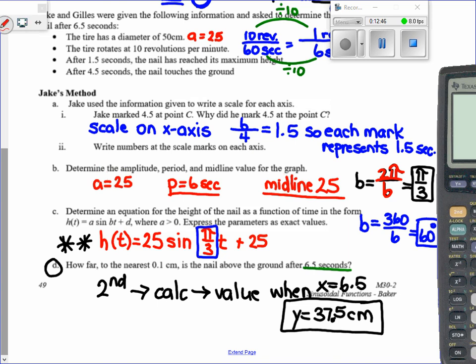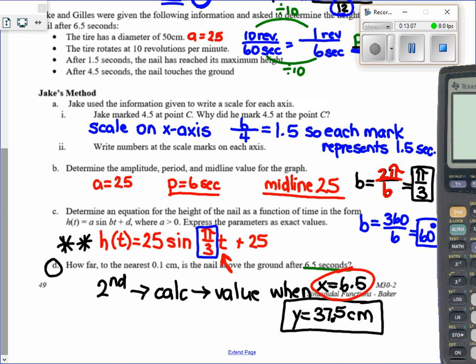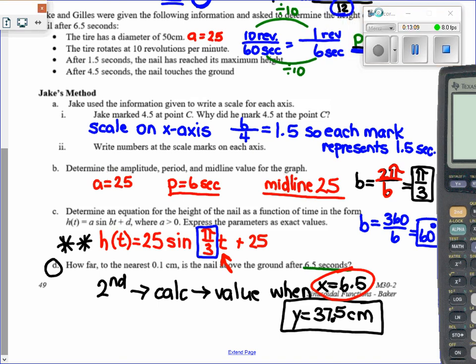Or I suppose we could have plugged in this x into our x here. Remember, our x-axis is the time, so that we're modeling the t for time, but it really means your x value. We could have put 6.5 in there and figured it out algebraically as well. But your calculator will do it for you. So most likely you'll do it that way most of the time.